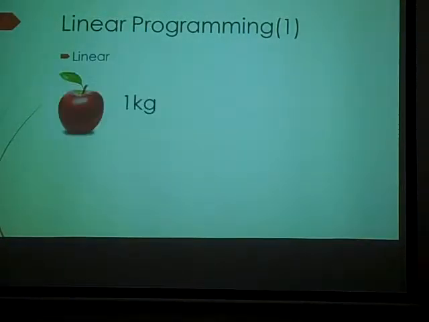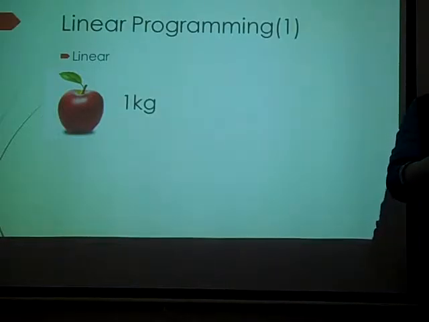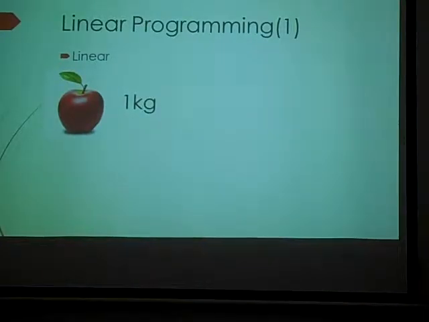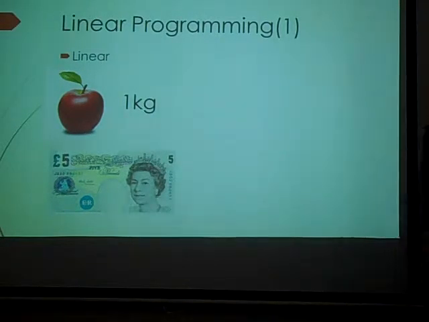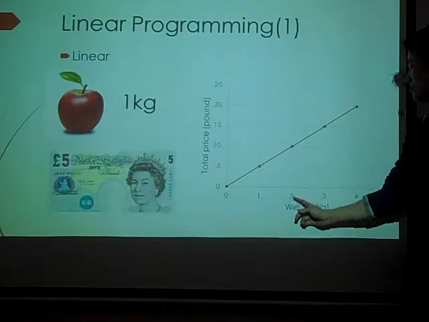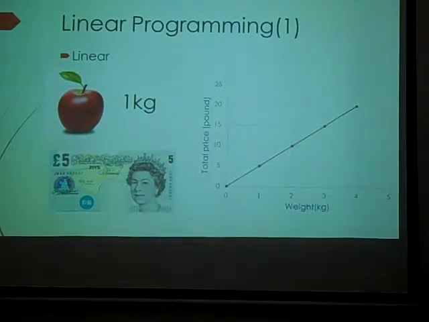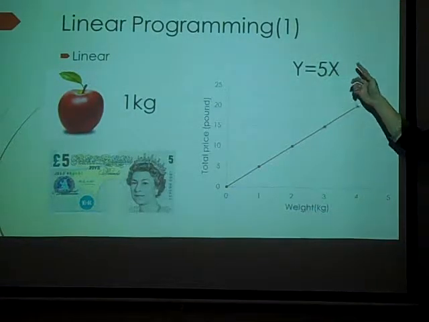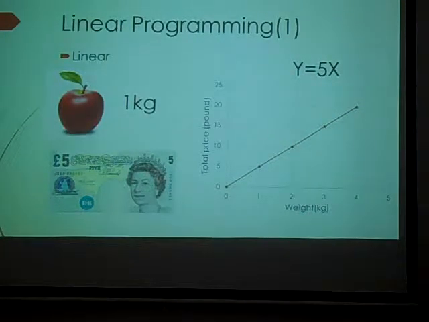First, linear programming. And linear, what is linear? Apple, 1 kilogram. I think everybody will think it's easy, but I can give an idea to somebody who is not in the mathematics field. 1 kilogram is 5 pounds, and we can know that 2 kilograms is 10 pounds, 3 is 15 pounds, and 4 is 20 pounds. This can be converted to an equation: 5 times weight equals the price. Yes, this is linear.